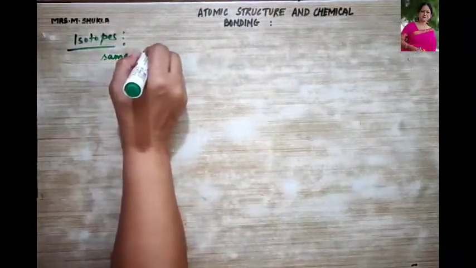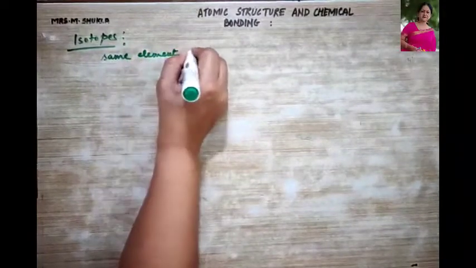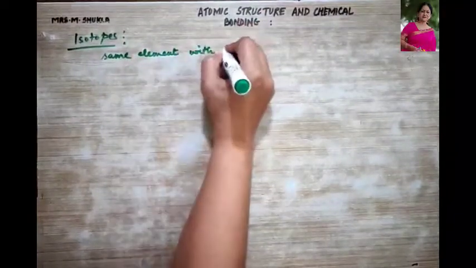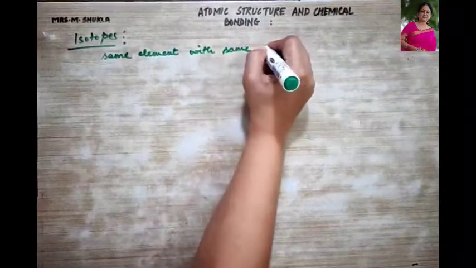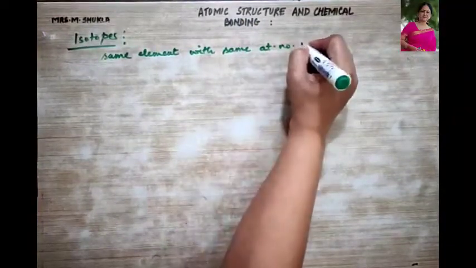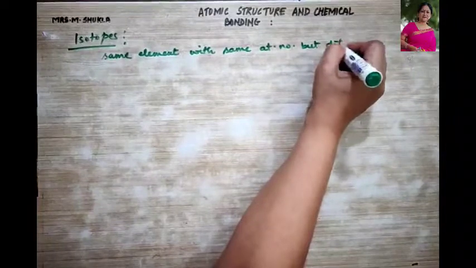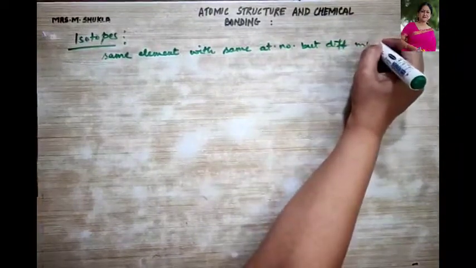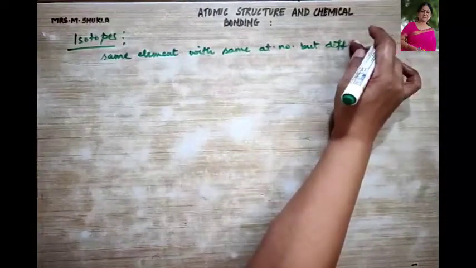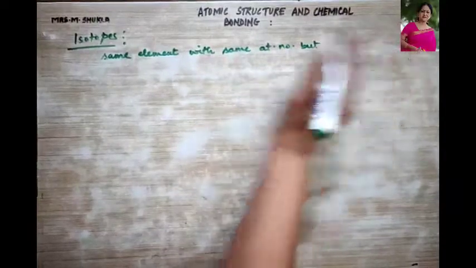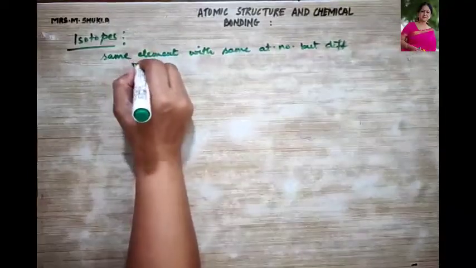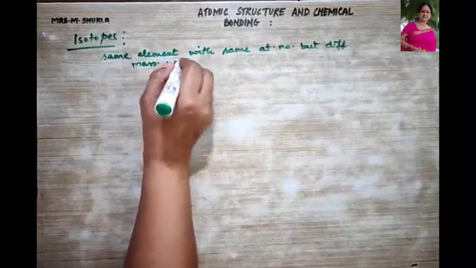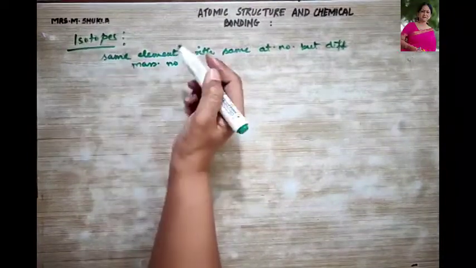Same element with same atomic number but different mass number. They are termed as isotopes.